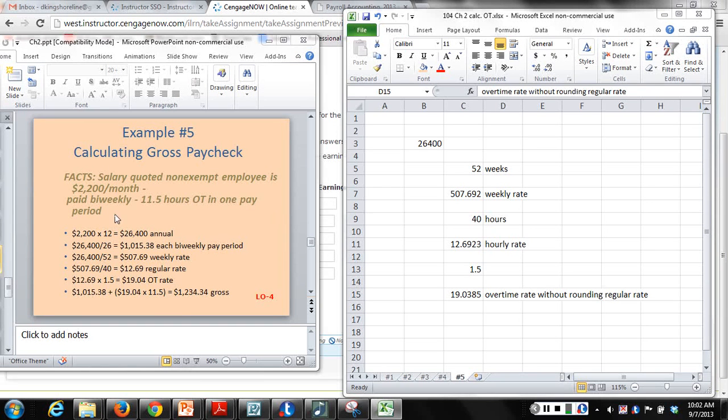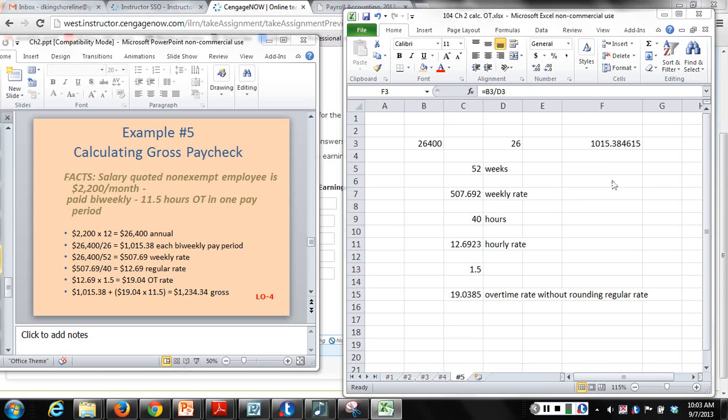How much is your regular paycheck? Well, you're paid bi-weekly. So we divide our annual salary by the number of bi-weekly periods in a year, 52 divided by 2, 26. So here we have this $1,015.38. That is the bi-weekly gross pay they get under this agreement. Okay, and I showed that calculation here.